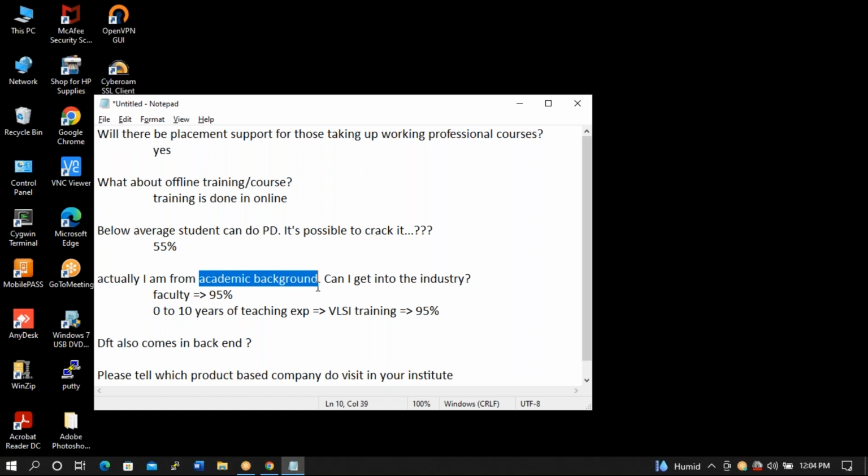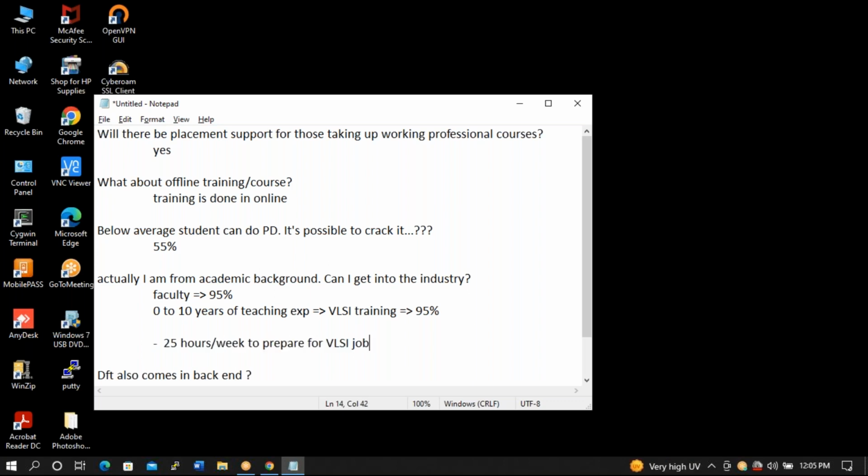Now, the catch is that there are only two things you need to understand. Since you are working in an academic background, you will be working at least 40 to 45 hours per week. With that much work, will you be able to take out at least 25 hours per week to prepare for the VLSI job? That's the first thing. Second, I don't know how much experience you have or your salary. Someone working as faculty may be getting 40,000 or 50,000 per month. When you join a company as more like a fresher or junior, with 1 to 2 years of experience, the company may not pay you 50,000.